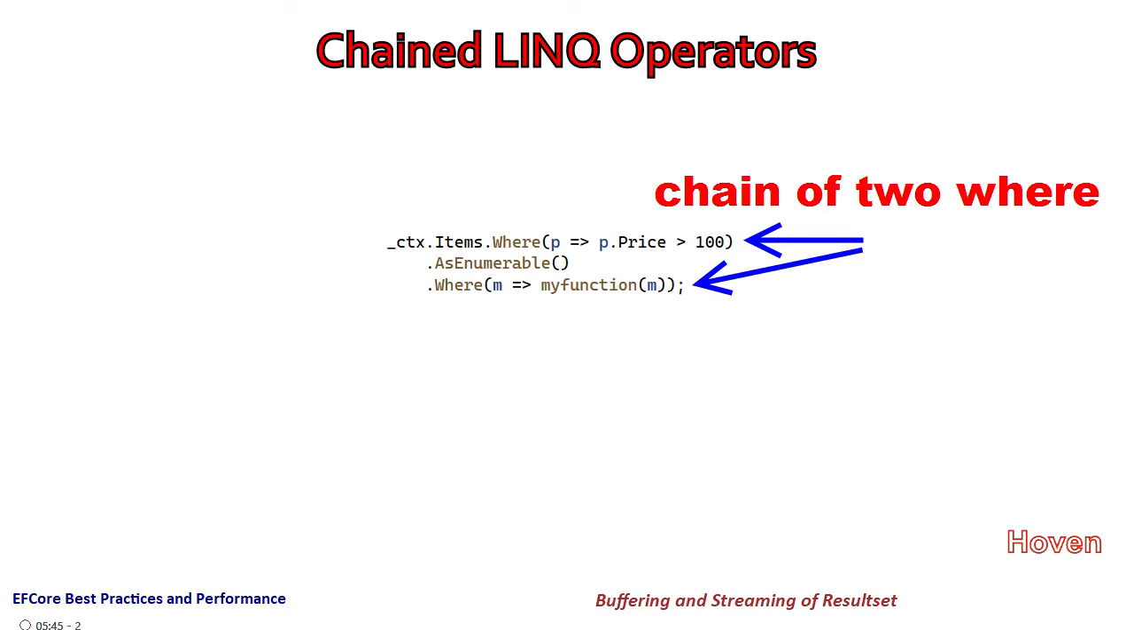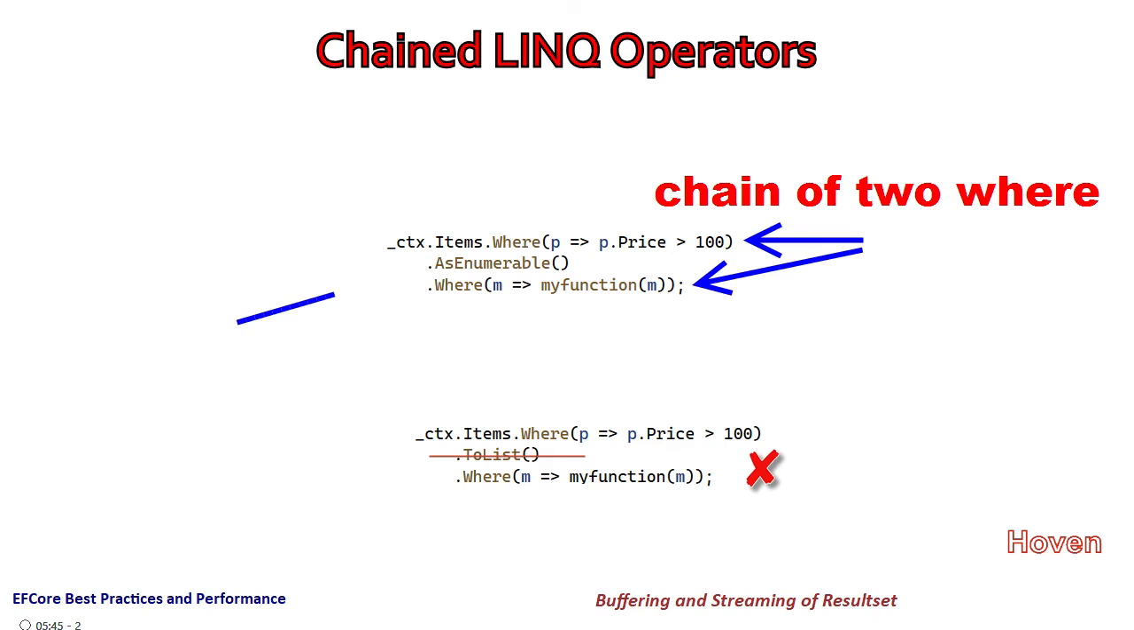So we have a chain of two where operators. There might be a memory overhead if we extract all the results of the first where operator into a list and then call the next where operator on the list so obtained. So it might in fact be optimal if we use AsEnumerable to first obtain a stream and then call myFunction one by one. So these are the subtle things that you can keep in mind.